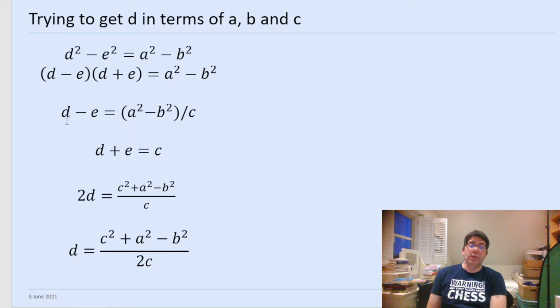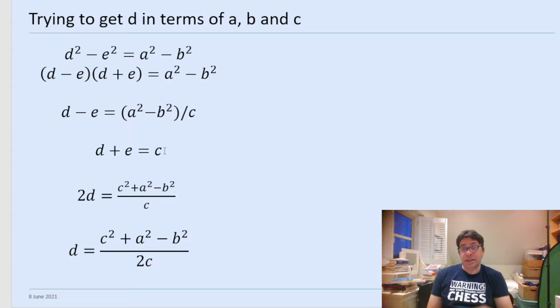So d plus e drops out on the left, and then we're going to divide by c here. And now these two equations, we're going to add the equations. So we're going to add on the left hand side. So d plus d is 2d, minus e plus e cancels to nothing. So we've got 2d equals a squared minus b squared over c plus c.